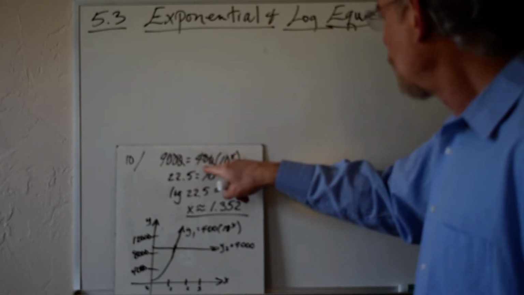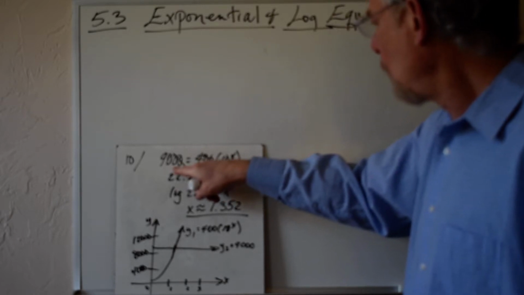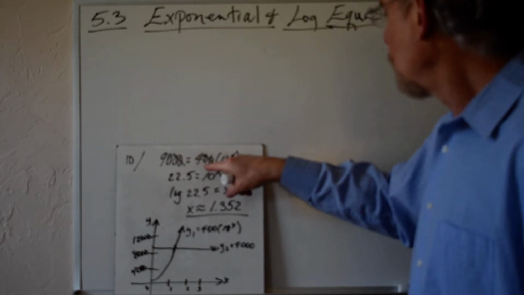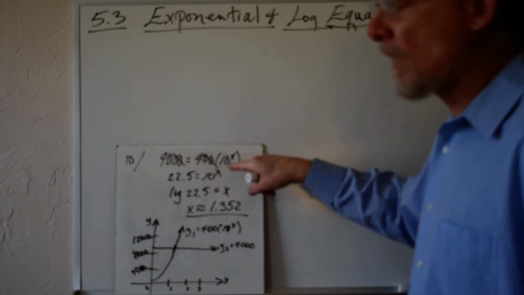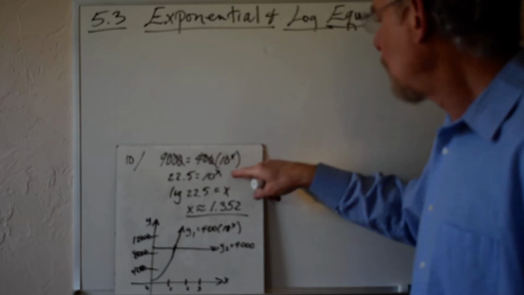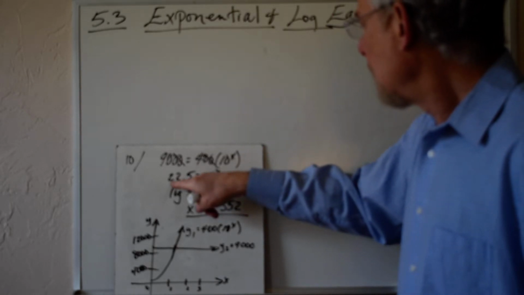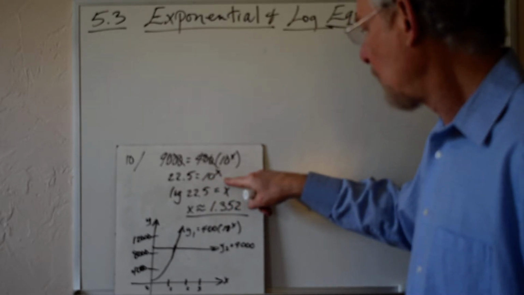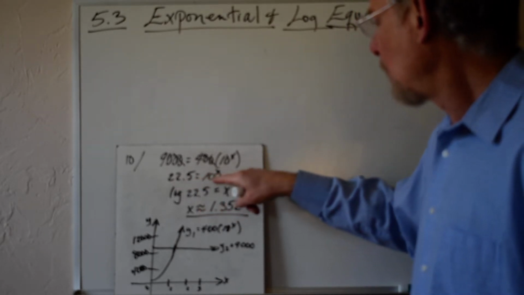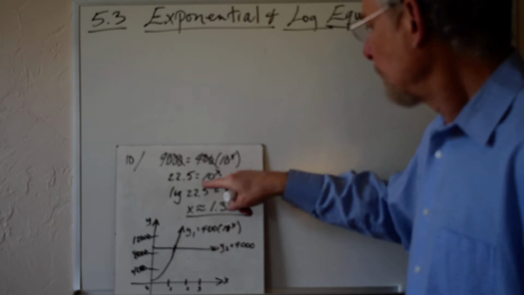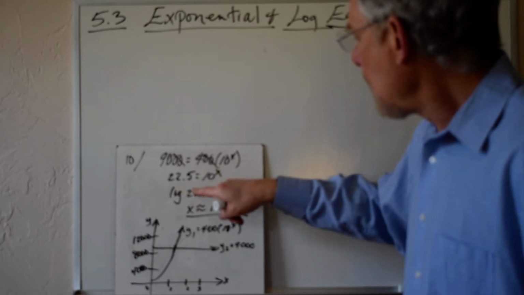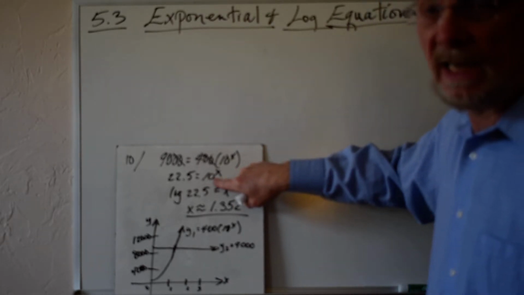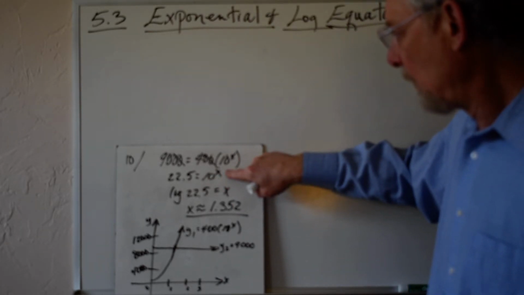So I divide by 100, so these two zeros cross out, these two zeros cross out, and I get 90 equals 4 times 10 to the x. If I divide each side by 4, then I get 22.5 equals 10 to the x. Again, the bases are different. I take the log of each side to the base 10 because 10 is my base here in the exponential expression.